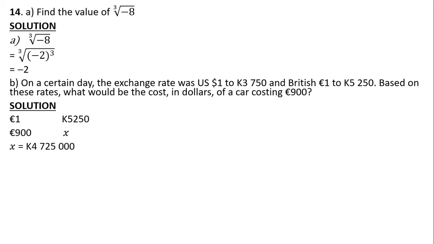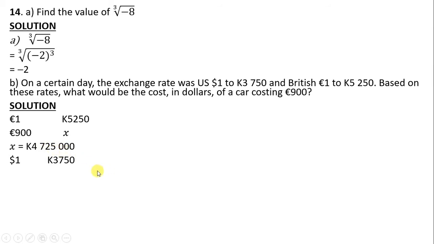1 pound is equivalent to 5,250. 900 pounds is equivalent to, we don't know. So what are we supposed to do? We'll cross multiply. So we are saying 1 pound times x, multiply 900 pounds times 5,250. We are going to get 4,725,000 kwacha.